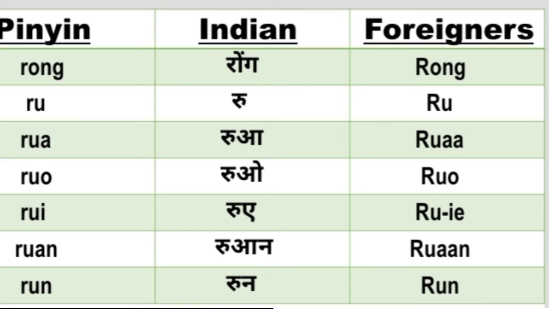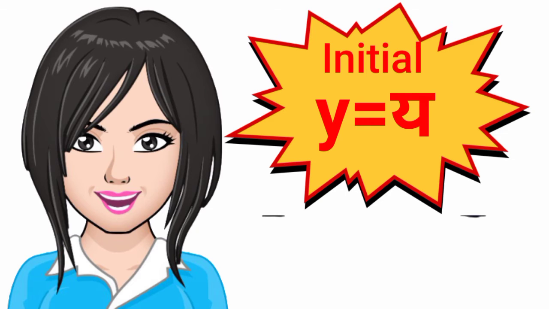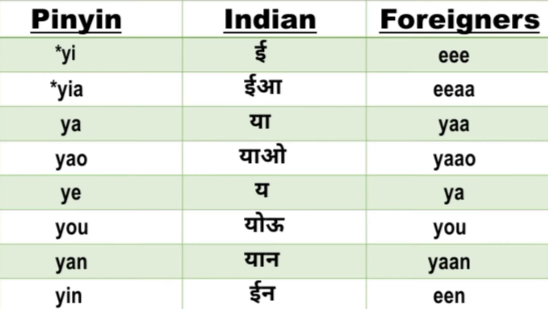Repeat after me, Run. Now let's study the Pinyin chart of Y. As we have already studied, Y has a pronunciation of year. The first initial is YI, which has a pronunciation of E. Repeat after me, E and not Ye. The next Pinyin is YIA, which has a pronunciation of Ia. Repeat after me, Ia.